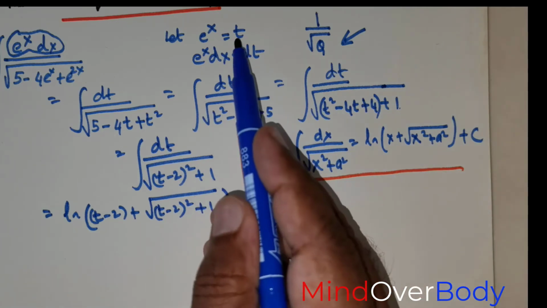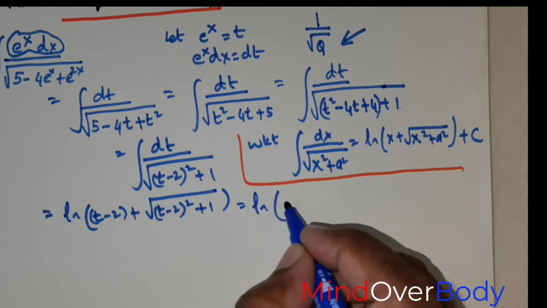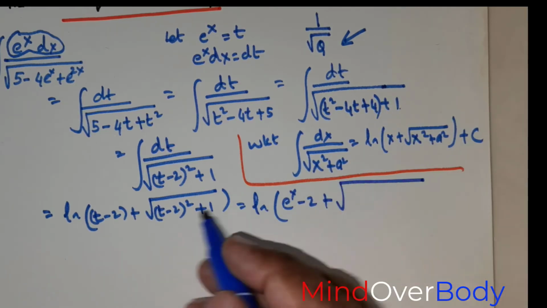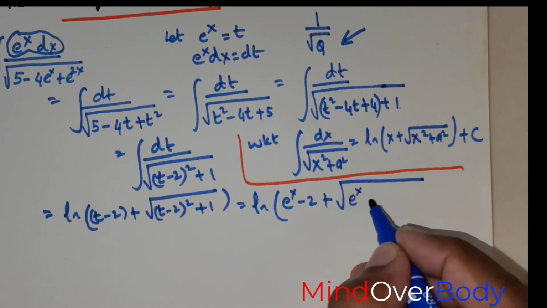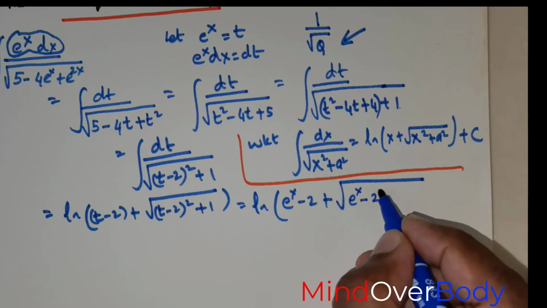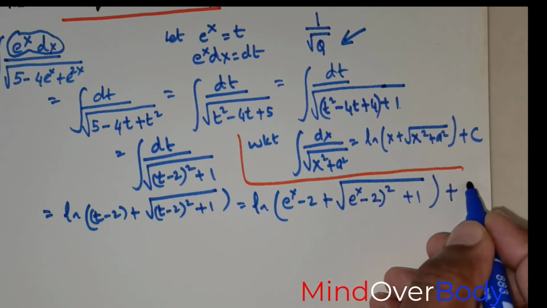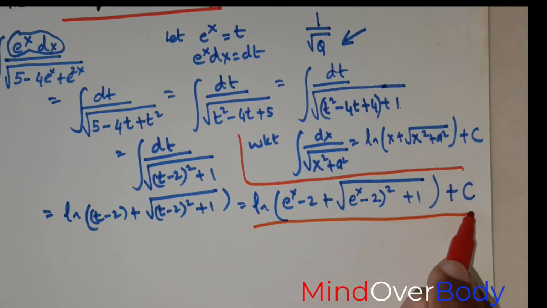But my t is e^x. So this is equal to ln of (e^x − 2) + the root of, and we substitute e^x: ((e^x − 2)² + 1), plus an arbitrary constant c. So this is a good place for us to draw the red line for this question.